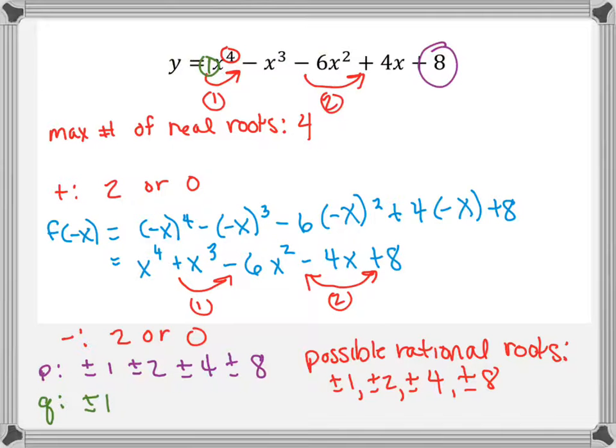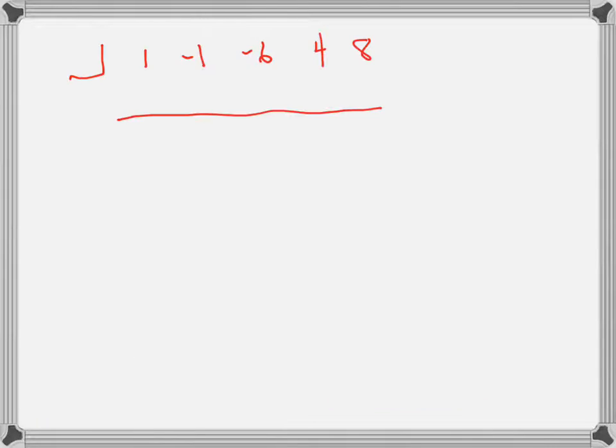Now, going back one more time, we need to choose one of our possible rational roots, plus or minus 1, plus or minus 2, plus or minus 4, plus or minus 8, to try for synthetic division, because we don't know which one, if any, it could be. So in real life, when you don't know what the answers are, this could take a while. So I'm going to try 2.